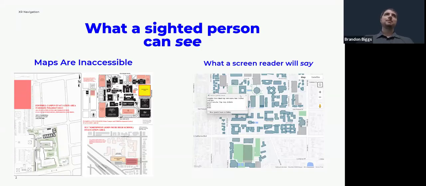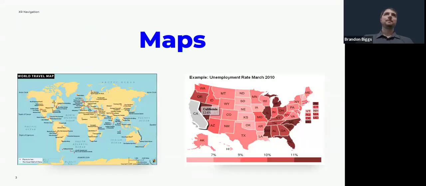And that's the typical experience that blind people have when accessing ArcGIS. So that's really what we're going to be talking about: how to make maps usable.